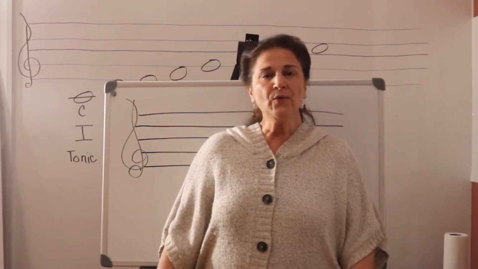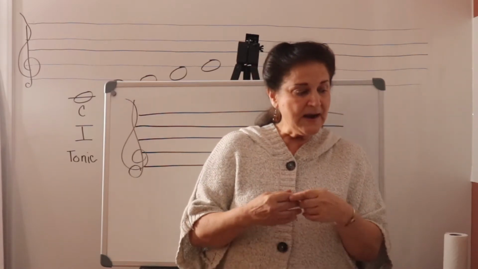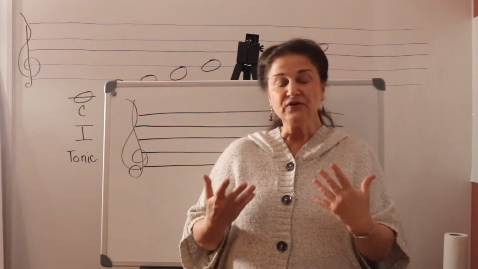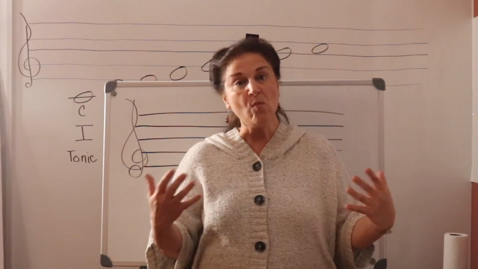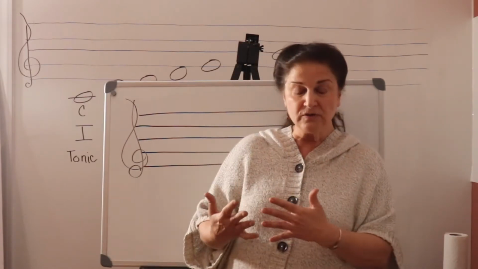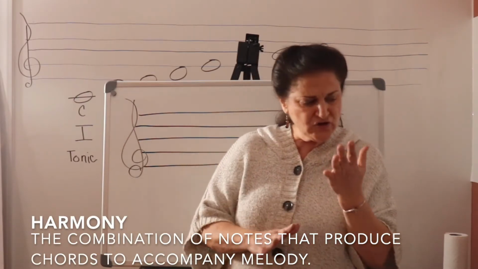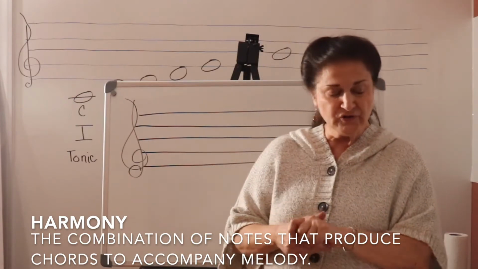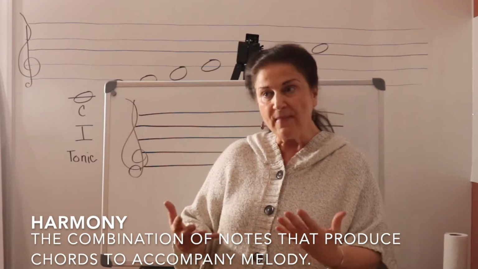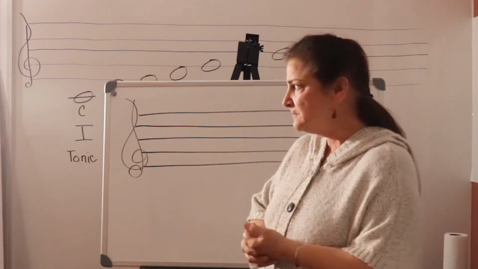So we've already talked about rhythm and melody. We put them together and we built a song. Different instruments play different notes, or if we're on the piano, we can play more than one note at a time. And how those notes interact with the melody is called harmony. Harmony is the combination of notes to produce chords, which typically accompany the melody. So it goes along with the melody to give it color, to make it interesting.